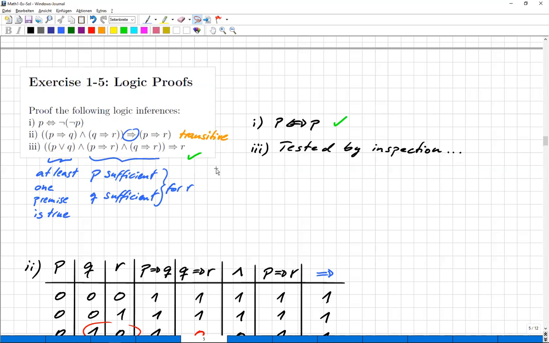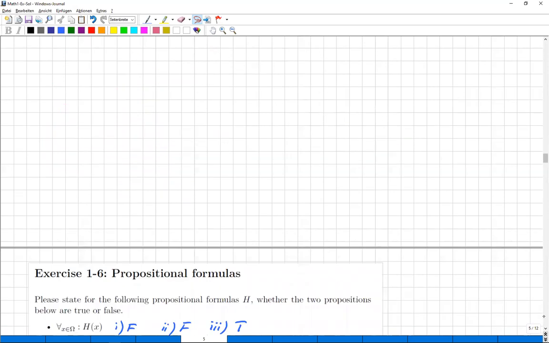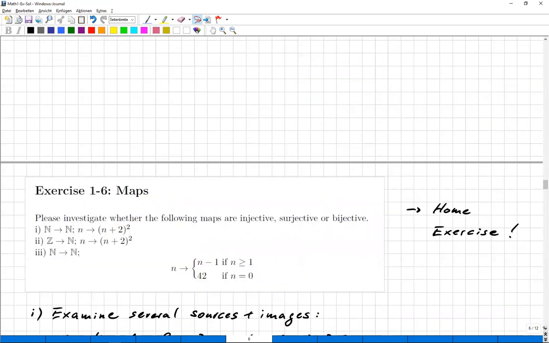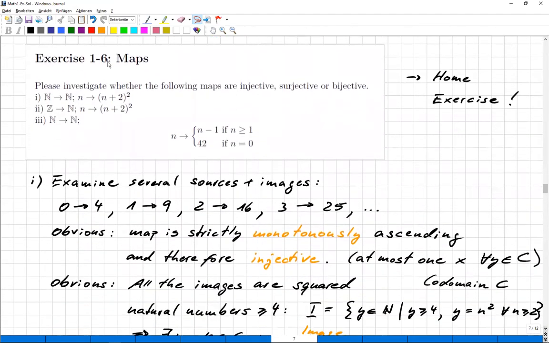Okay, so anyway, time is running, so I make a jump to our homework, which is this one about maps. No, this is the next one. Sorry, here, this is also a little mistake because we have exercise 1.6 twice. This should be 7, of course. Perhaps you noted this. Okay, so it's 1.7 about maps.